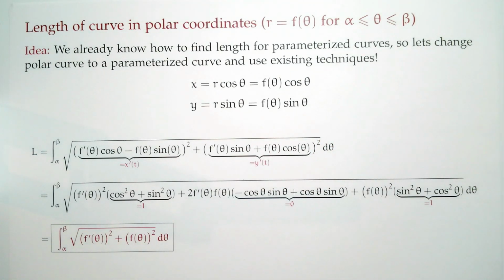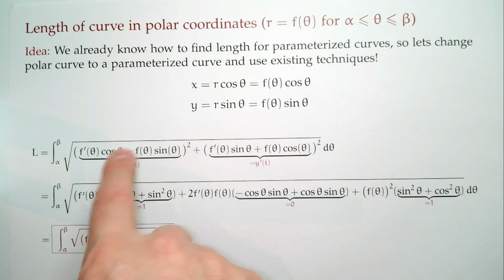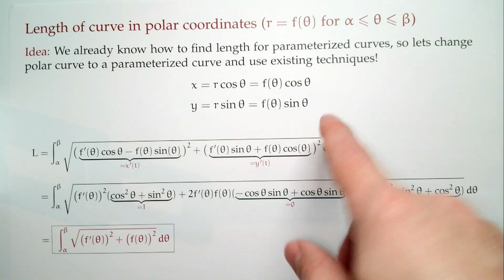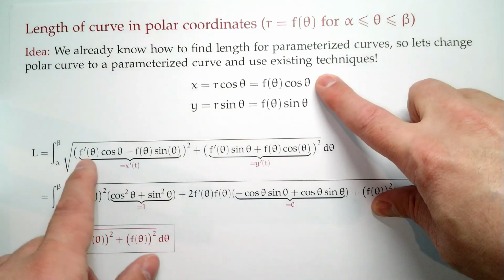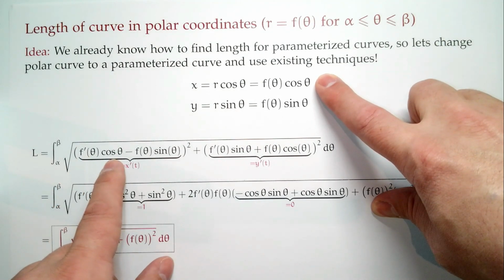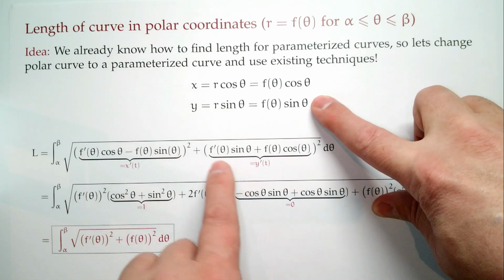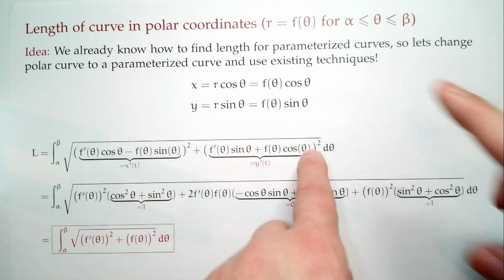And now we say, well, we know the formula for arc length in parametric. You integrate from where you start to where you stop, in our case from alpha to beta. You take the derivative of x with respect to its variable squared, plus the derivative of y with respect to its variable squared. So we just go through the process. We're taking the derivative of f of theta cosine theta, product rule: f prime times cosine, and then f times the derivative of cosine, which is negative sine. For y, f prime times sine plus f times the derivative of sine, which is cosine.